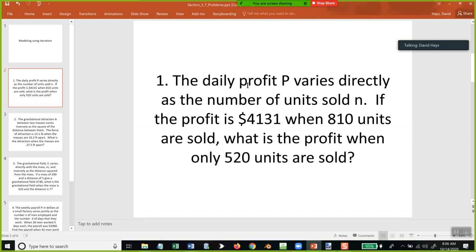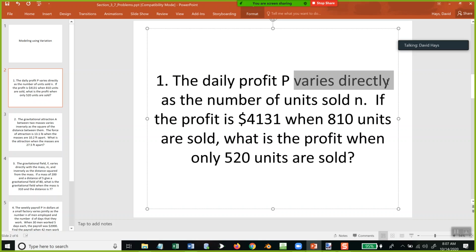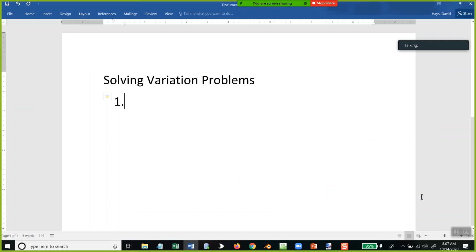And ones like this. The daily profit P varies directly as the number of units sold n. If the profit is 4,131 when 810 units are sold, what is the profit when 520 units are sold? Your first step is going to be determine type. And type will be based upon some wording you see in here. Specifically, this says varies directly. So step one, determine the type.